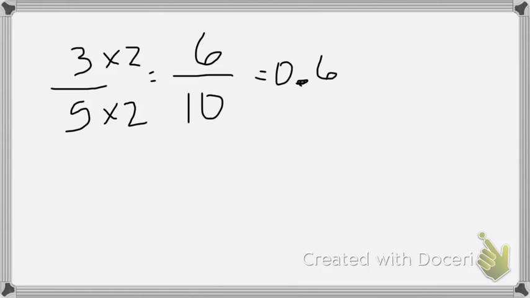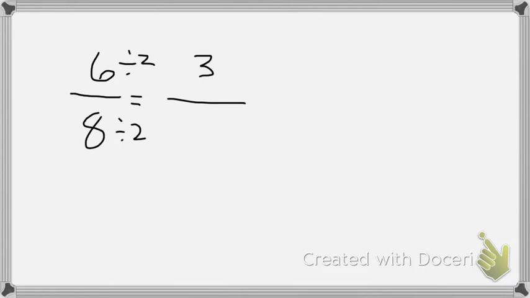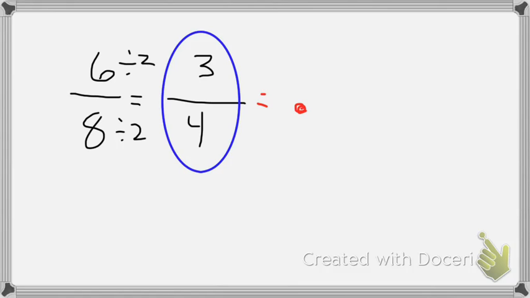Let's try one. Let's try 6/8. Well, I can reduce this. I can't change an 8 to a 10, but I can reduce it. So 6 divided by 2 is 3. 8 divided by 2 is 4. Now I have 3/4. And 3/4 is one of those ones that they should automatically know equals 0.75.